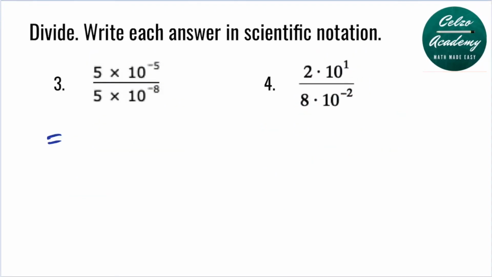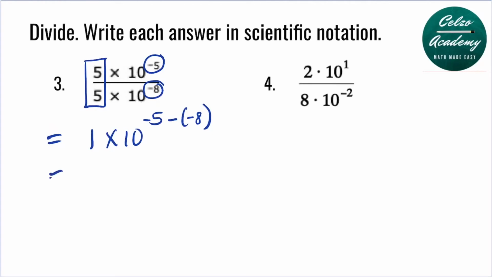Question number 3. 5 times 10 to the power of negative 5 divided by 5 times 10 to the power of negative 8. The first step is to divide the a values, 5 divided by 5, and that is 1. Now we need to subtract the powers of 10, that's negative 5 minus negative 8. And that is times 10 to the power of negative 5 minus negative 8. And this is the same thing as negative 5 plus 8. So the simplest form is 1 times 10 to the power of positive 3.